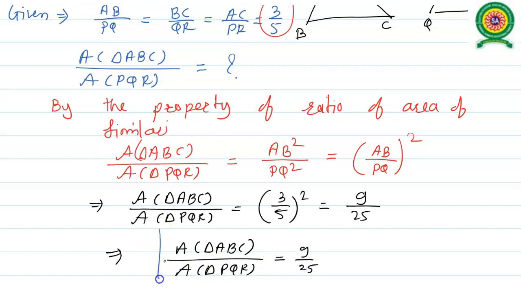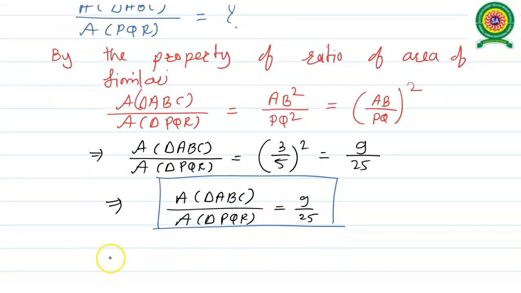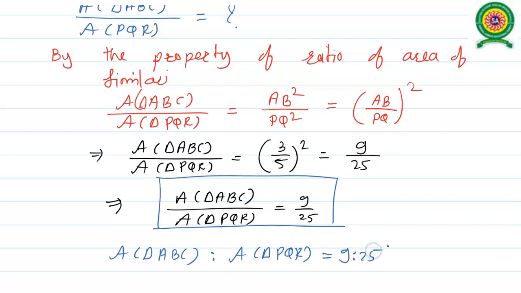So that we have the ratio. You may write in case of proportionality, area of triangle ABC is to area of triangle PQR equals 9:25.